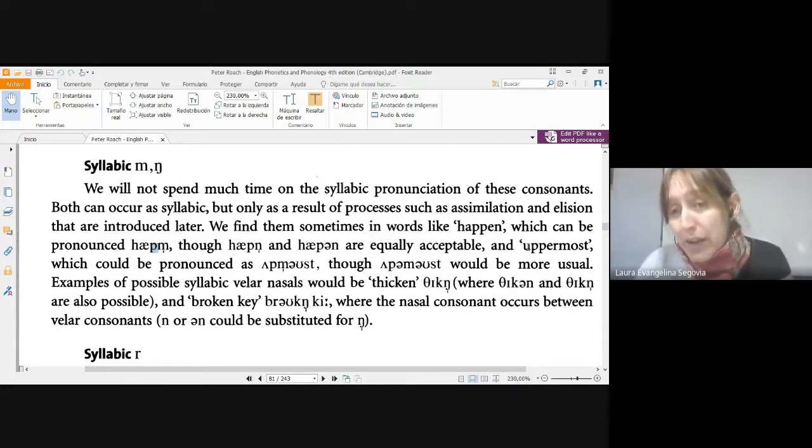Here you have an example, upmost. You can say up with a schwa. Here it is, uppermost or upmost. Look, upmost, upmost, uppermost.